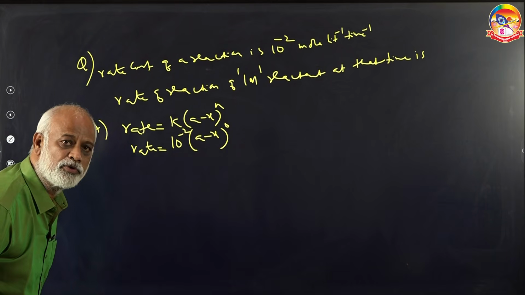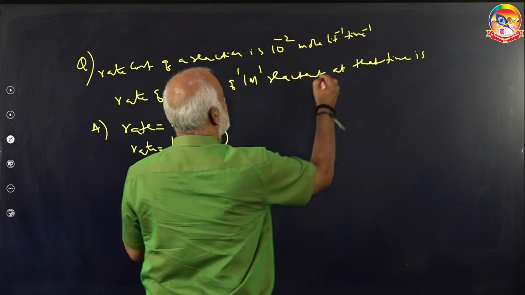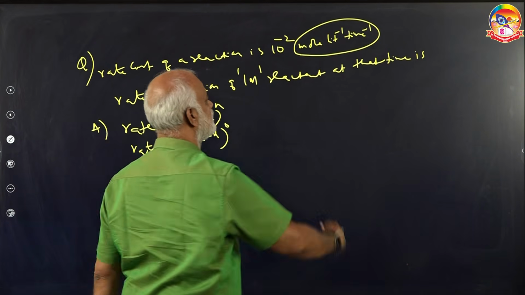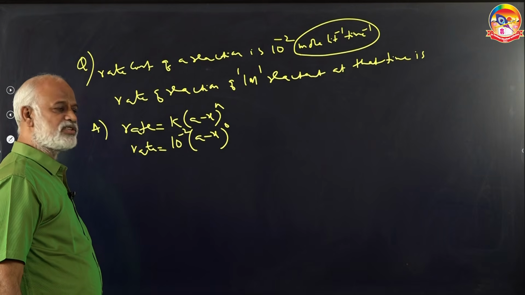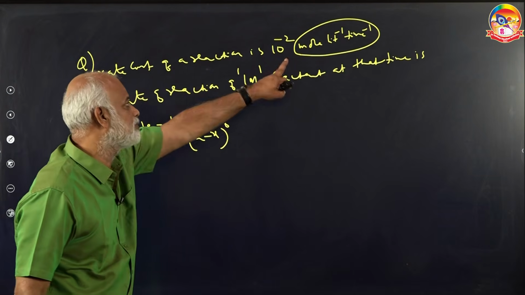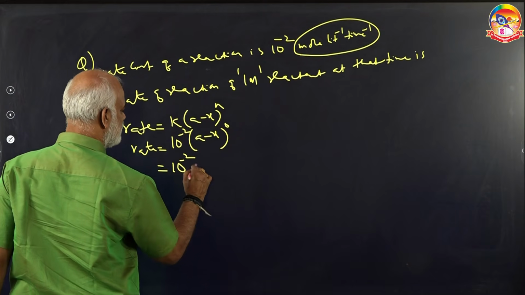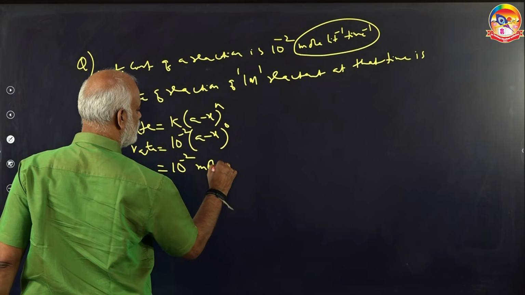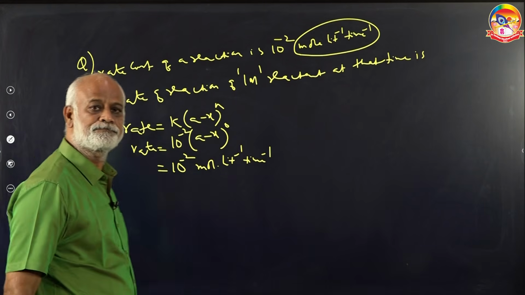Sir, why did you put a minus x to the power 0? The units are playing a vital role here, because the units actually indicate that it is a zero order, is the most important point. I have put it. So, rate is equal to 10 to the power minus 2 mole liter inverse time inverse.